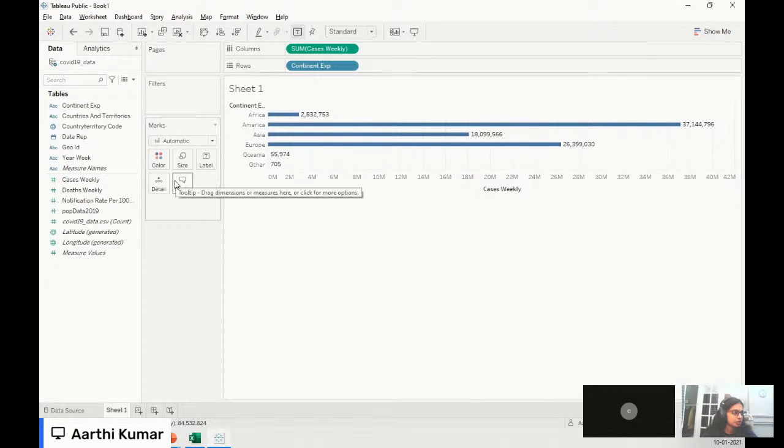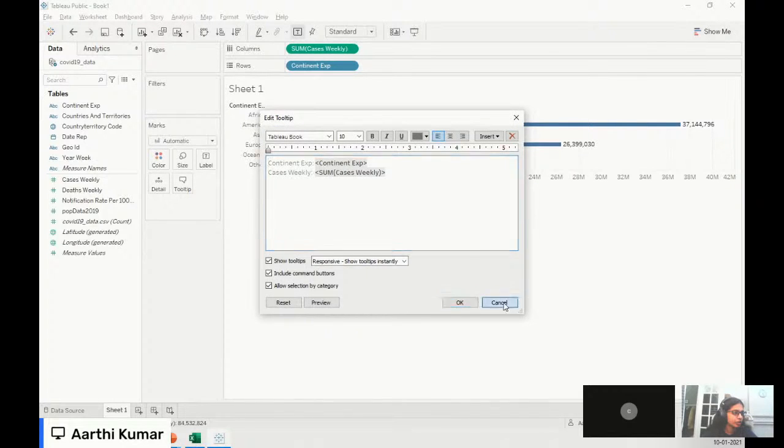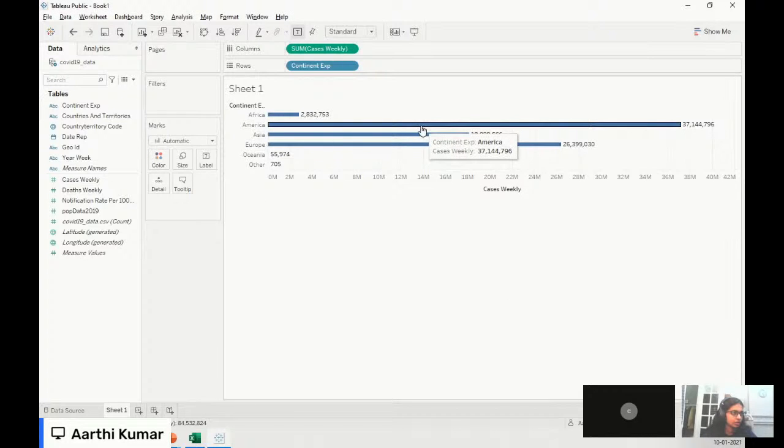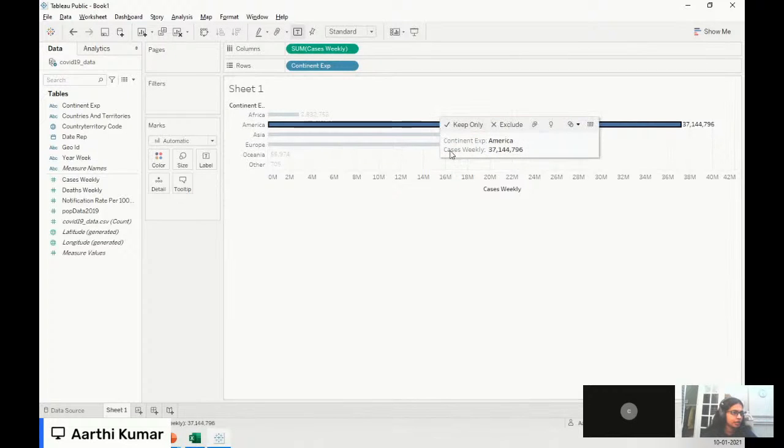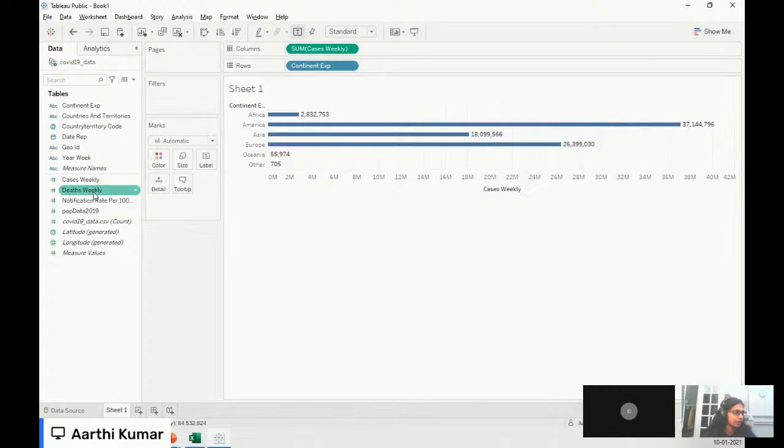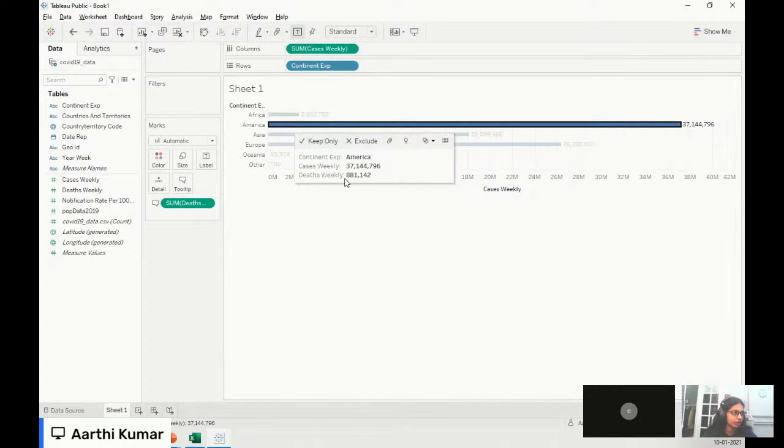And then tooltip. So tooltip is when you hover over a column or some part of your chart, it will display what you have selected over here. So what is selected here is America and the number of cases. So you can add, for example, the number of deaths in the tooltip. So when you hover over here, you can see only the number of cases in the bar, but you can see the deaths in the tooltip.